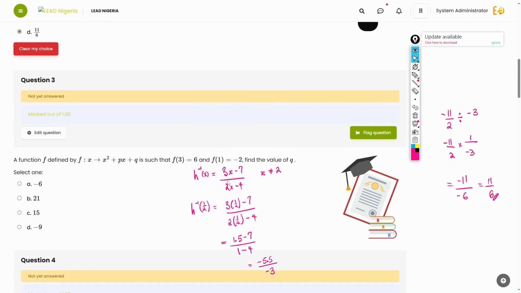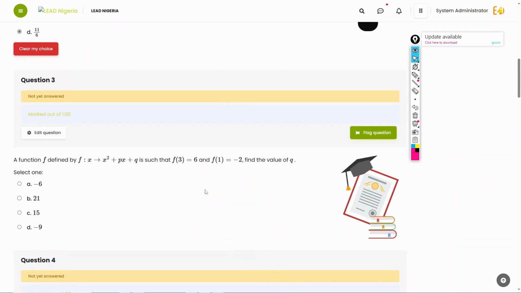Okay, let's take question 3. Question 3 says, a function defined by this such that f of 3 is 6 and f of 1 is minus 2.